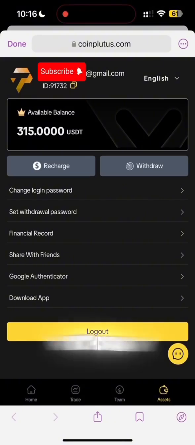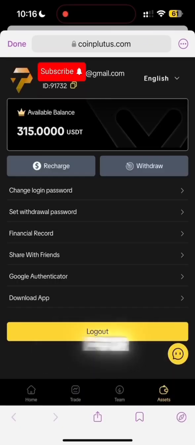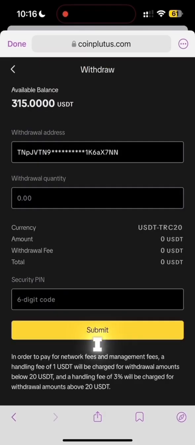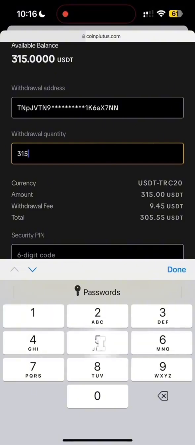So I'm going to show you how to withdraw this money to your exchange. So this is my address for my USDT TRC20. I click on withdraw and then I place it there. Everything is very simple. The withdrawal quantity that I would like, $300 or 305. It takes a withdrawal fee. So if you withdraw 315, it's gonna be a little bit less when it reaches your wallet. But anyways, this is free money, so you won't mind.